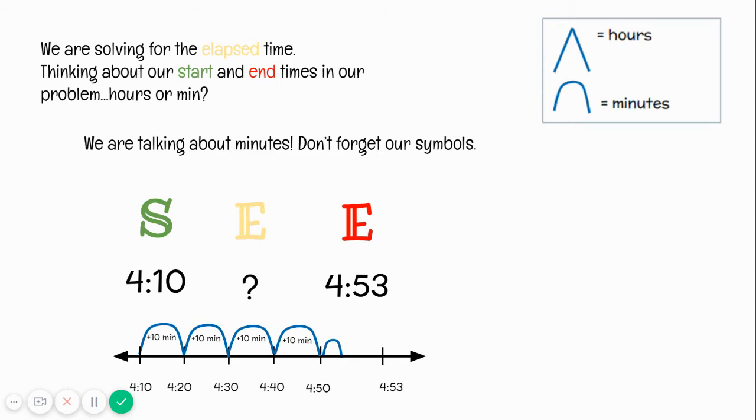Notice I didn't say 10 minutes. I'm going for a minute because now I'm at 50 and my end time was 53. So now I'm going to add single minutes: 51, 52, and 53.